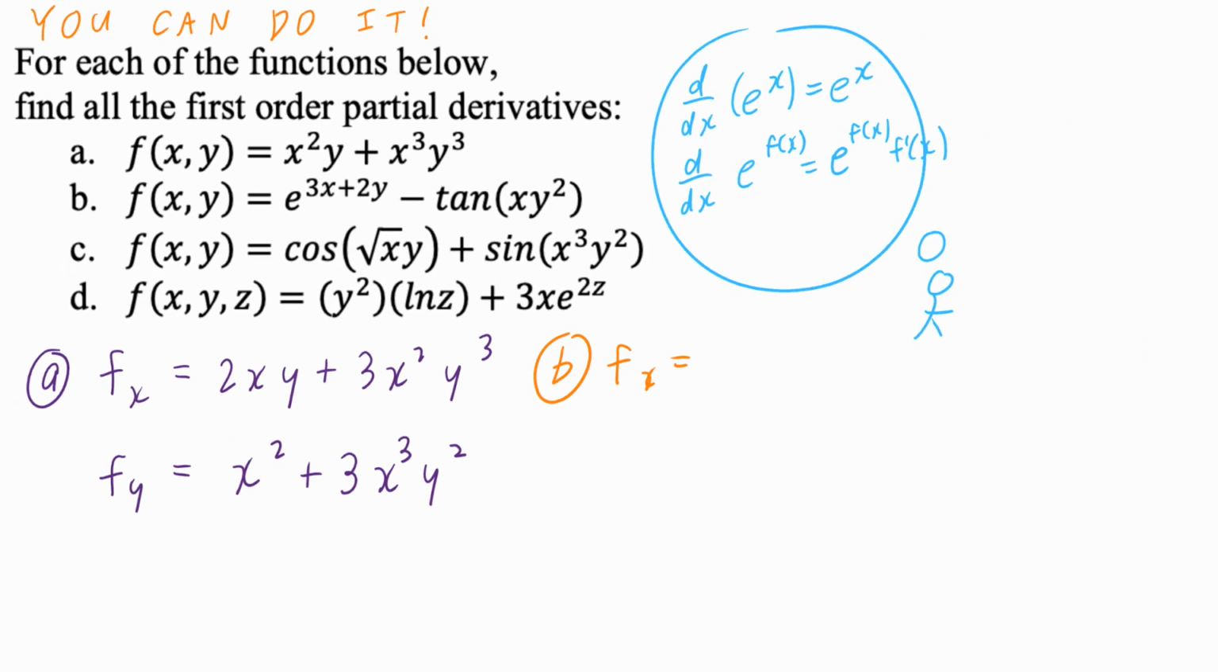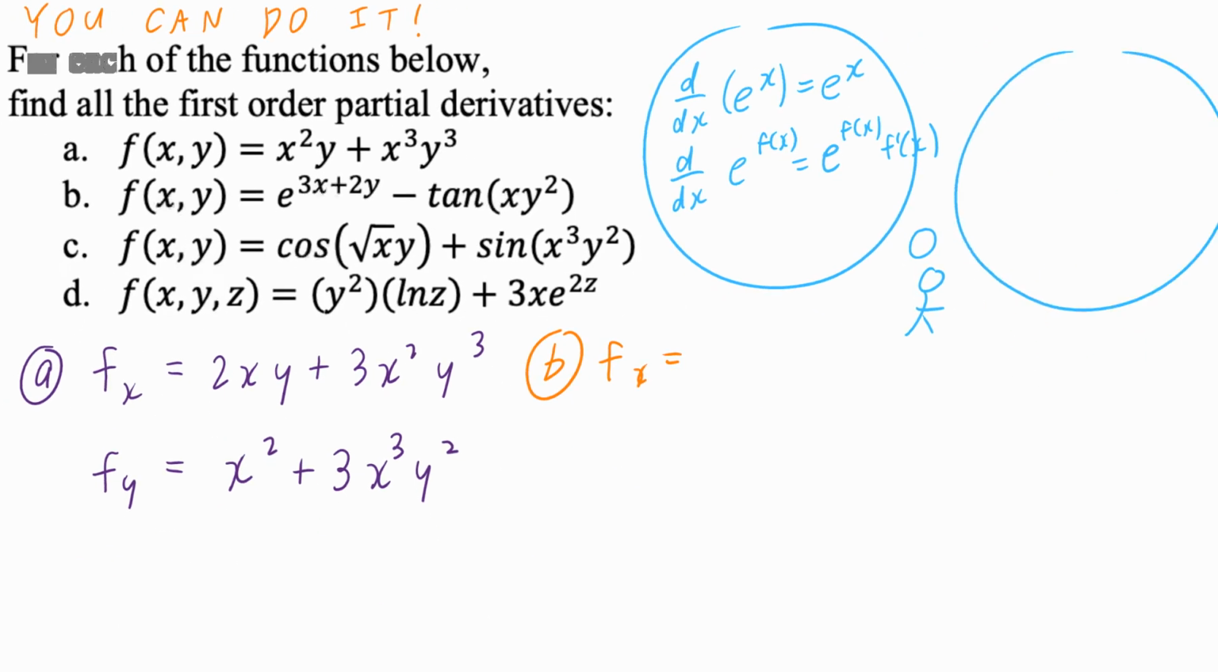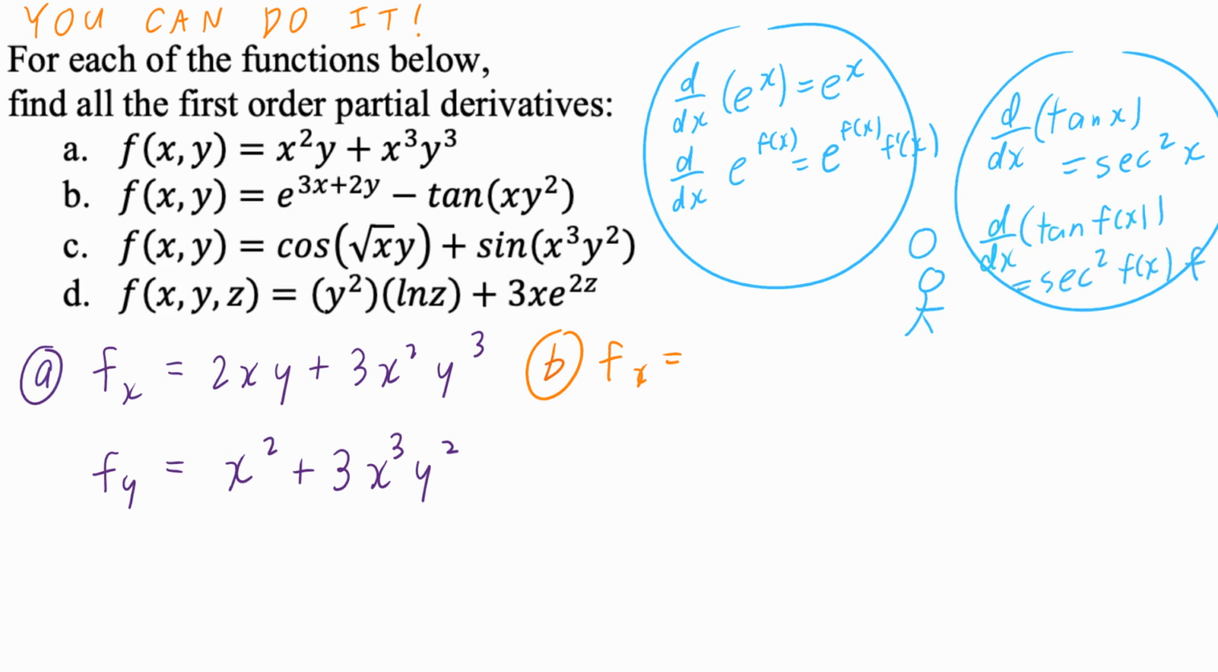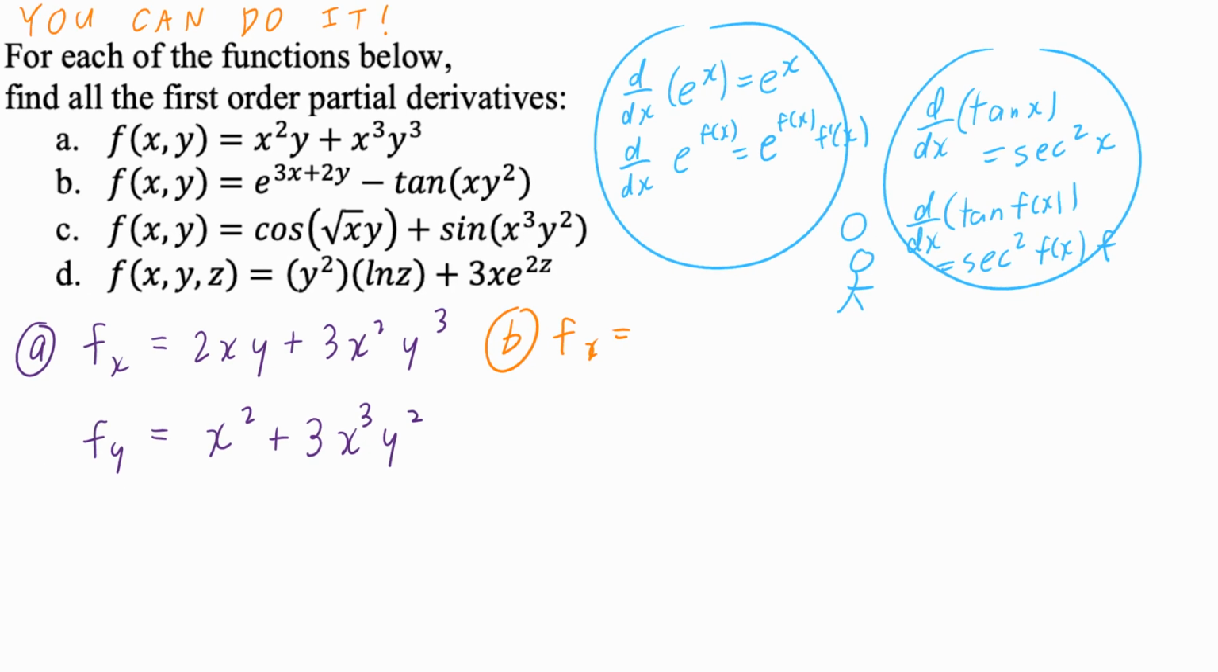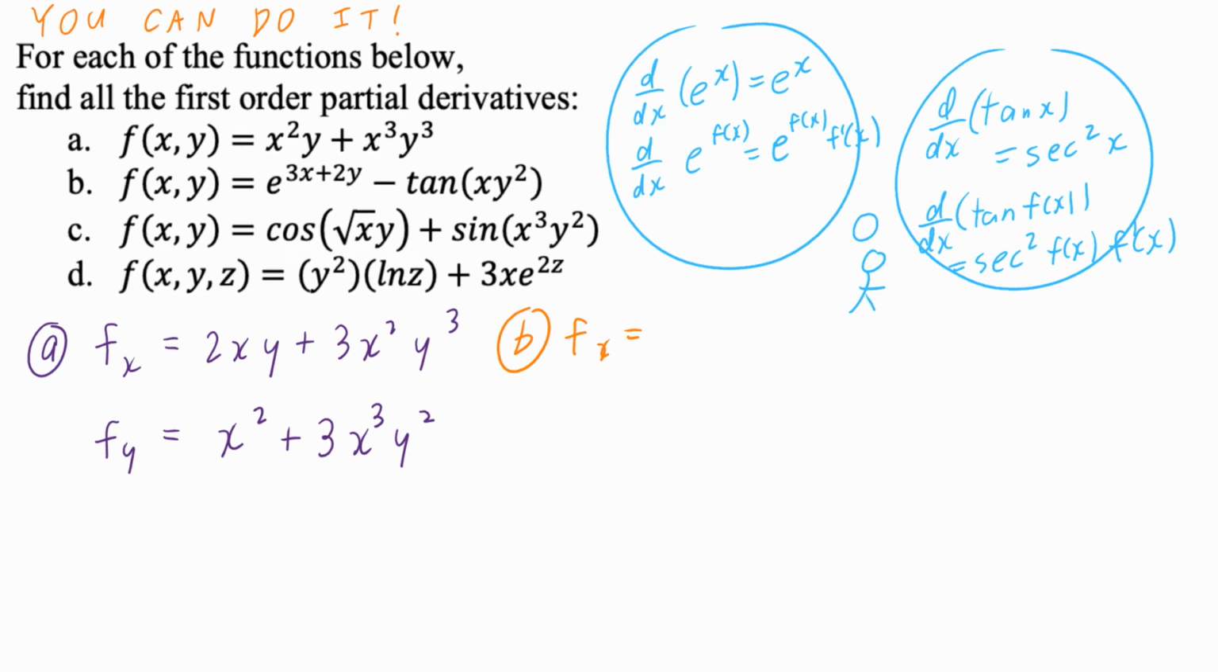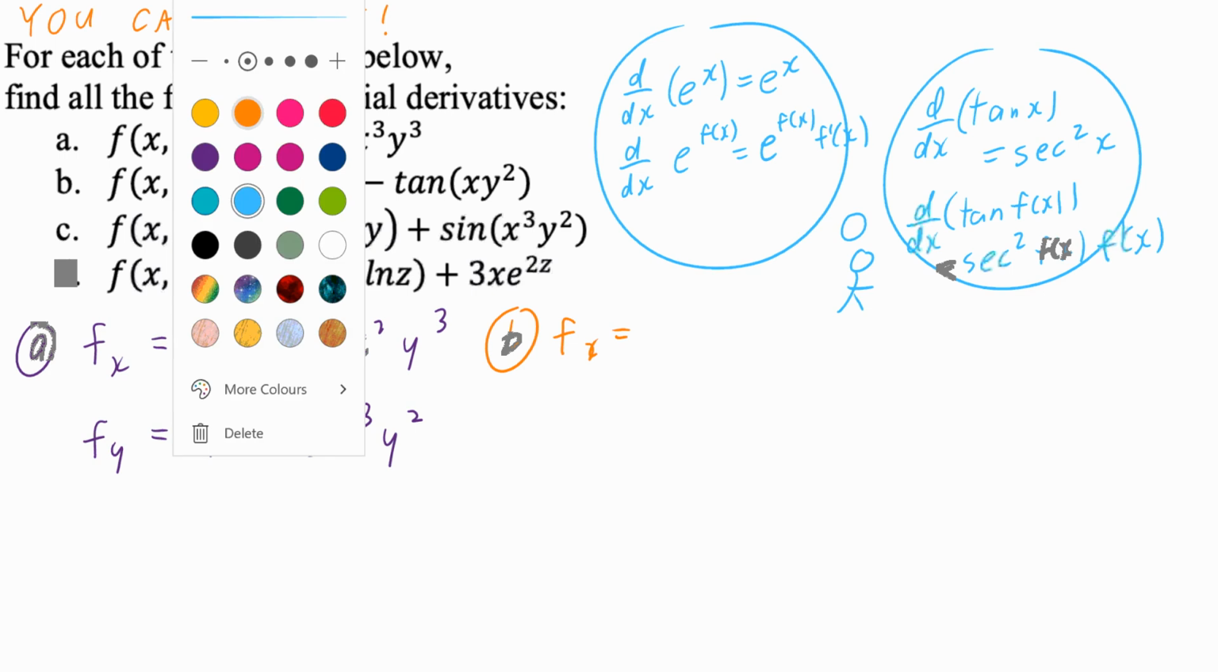Now, another idea, just in case you need a refresher, this includes if you're finding the derivative of tan x, this equals secant squared x. Likewise, if you want to find the derivative of tan of a function f of x, this equals secant squared of f of x times the derivative of f of x. Okay, so back to part B.